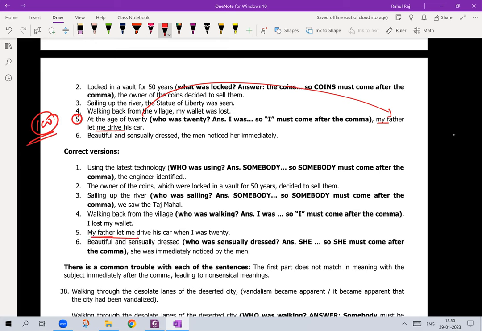So my father let me drive his car when I was 20. The meaning should be very clear. Please understand. Beautifully and sensually dressed, the men noticed her immediately. So men can't be beautifully and sensually dressed. Beautifully and sensually dressed, Ritu was noticed by a man. Some name should come. Some she should come. She was noticed by the man or Ritu, whatsoever it is. Doesn't matter at all. But in today's world, even this is true. You can't challenge. Right now, everything is being challenged.